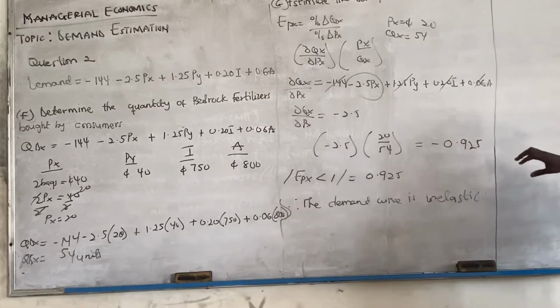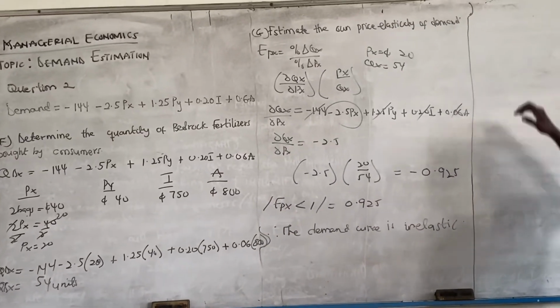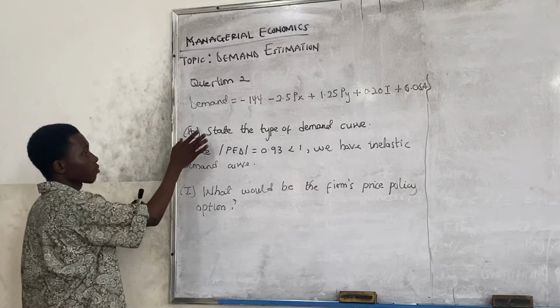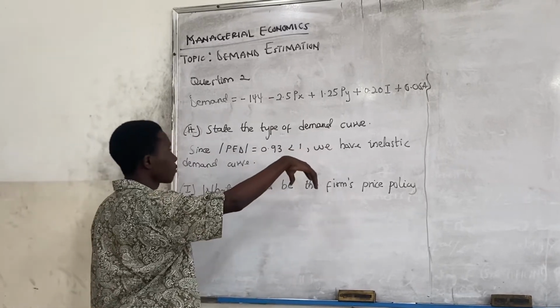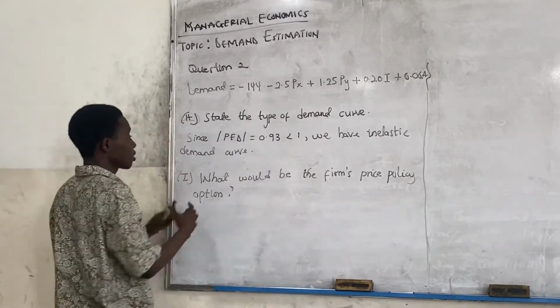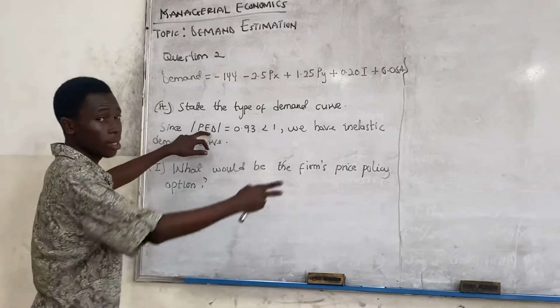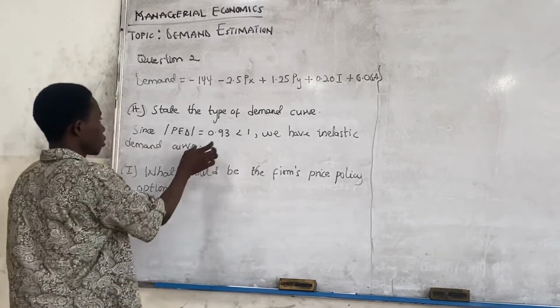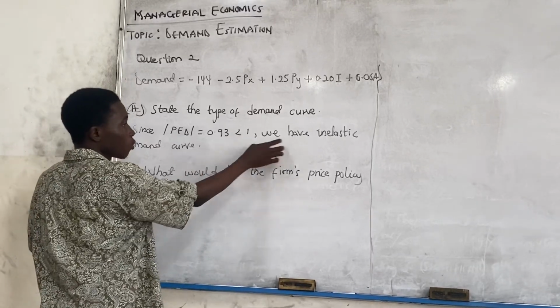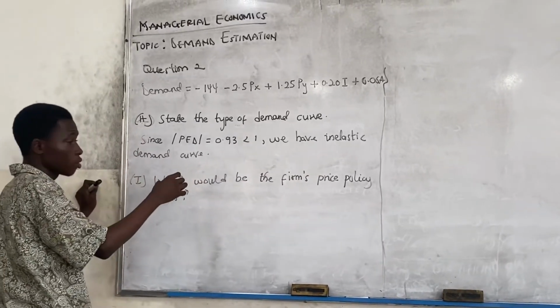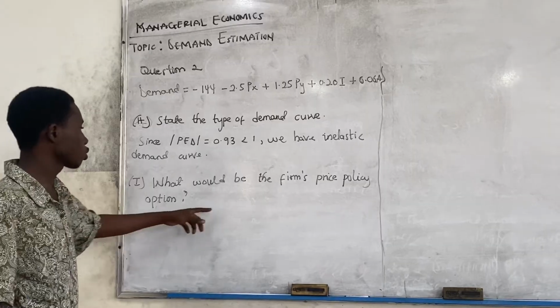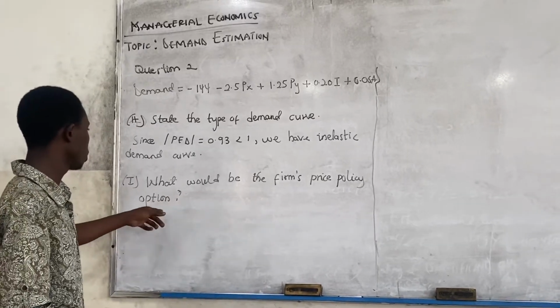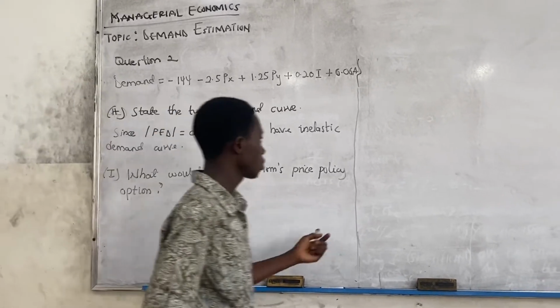Are you okay? So moving on to the next one, which is the H. With the H question, what type of demand curve would your firm have? Since the price elasticity of demand we calculated earlier is equal to 0.93, less than 1, we have an inelastic demand curve. So with the I, what would be the firm's price policy option? That's how we do it.